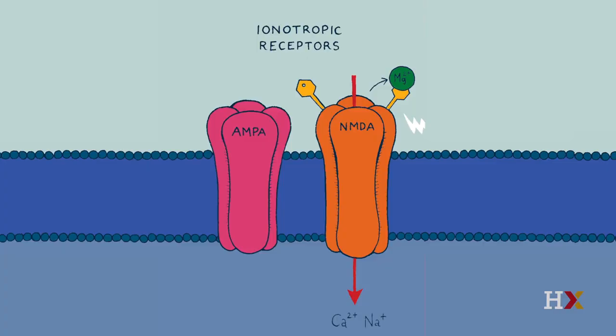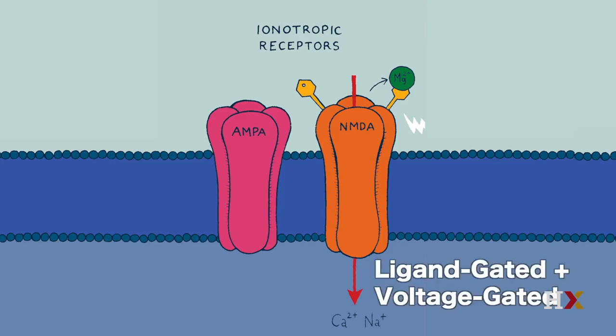The NMDA receptor is an ionotropic receptor. That means when it's open, it lets cations, and most importantly calcium, pass through it. But here's the thing, it's actually a bit tricky to get it to open all the way. For one thing, the NMDA receptor requires not one, but two ligands to open it. Both glutamate and glycine must bind to the channel to open it. However, even more trickily, the NMDA receptor is both ligand-gated and voltage-gated.